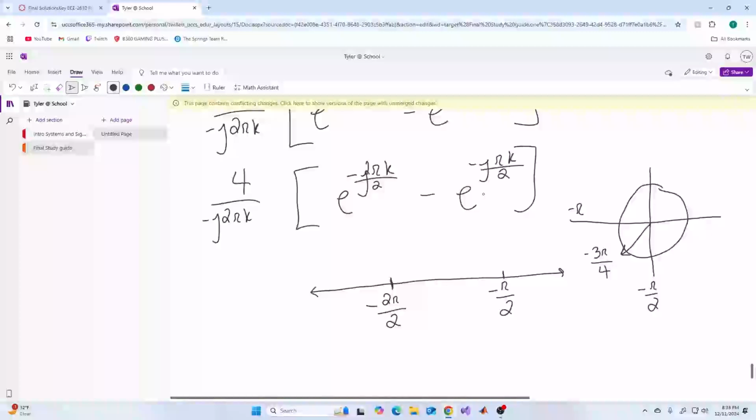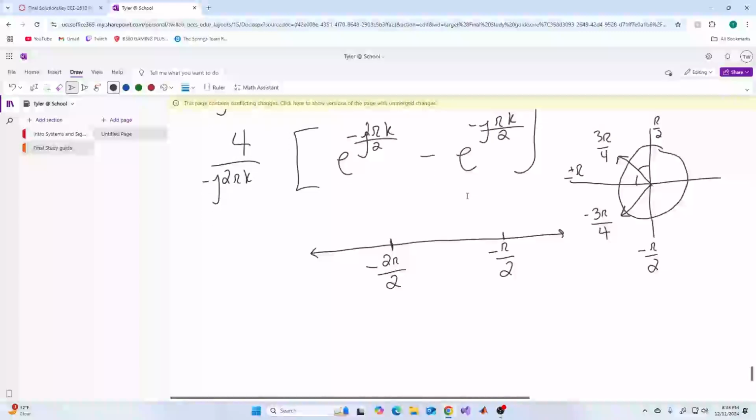And you can also think about it as right here is pi divided by 2, so this is plus or minus pi. What is the angle right here when this is 45 degrees or this is 45 degrees? It's 3 pi divided by 4. So I can pull out a negative 3 pi divided by 4.